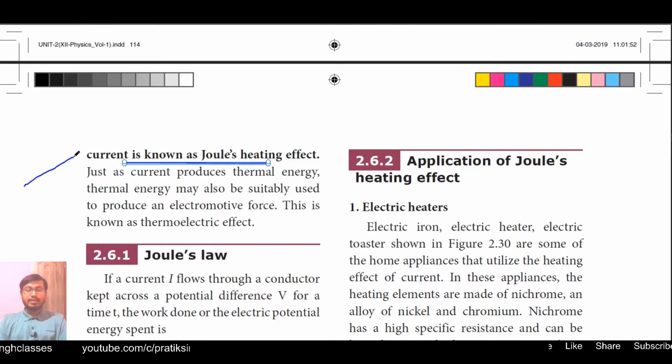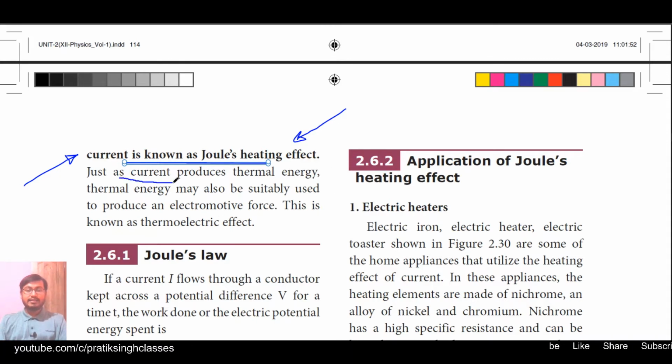Whenever current passes through any resistor or conductor, it becomes hot, and that is called the heating effect of current or Joule's heating effect. This is also the reason why our water heaters get hot when current passes through them.